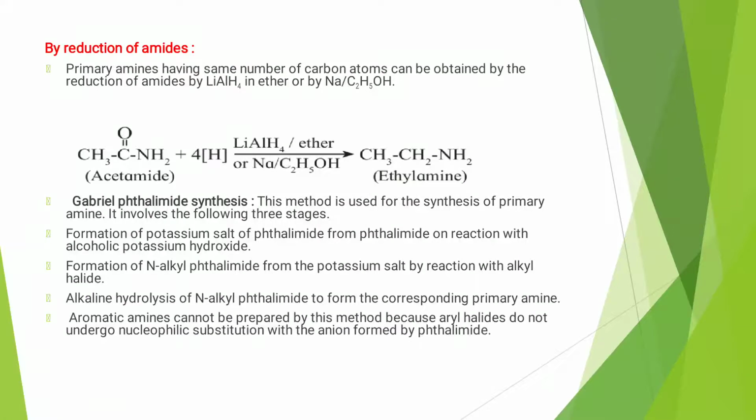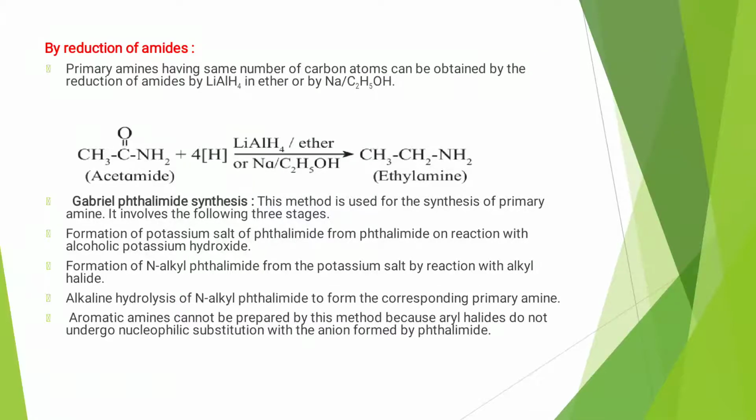Next method, by reduction of amides. Primary amines which have the same number of carbon atoms are obtained by the reduction of amides by lithium aluminum hydride in ether or by using sodium in ethyl alcohol. So acetamide, CH3-C=O-NH2, plus 4 times hydrogen in presence of lithium aluminum hydride in ether, or we can use sodium in ethyl alcohol, is converted into CH3CH2NH2, that is ethylamine.